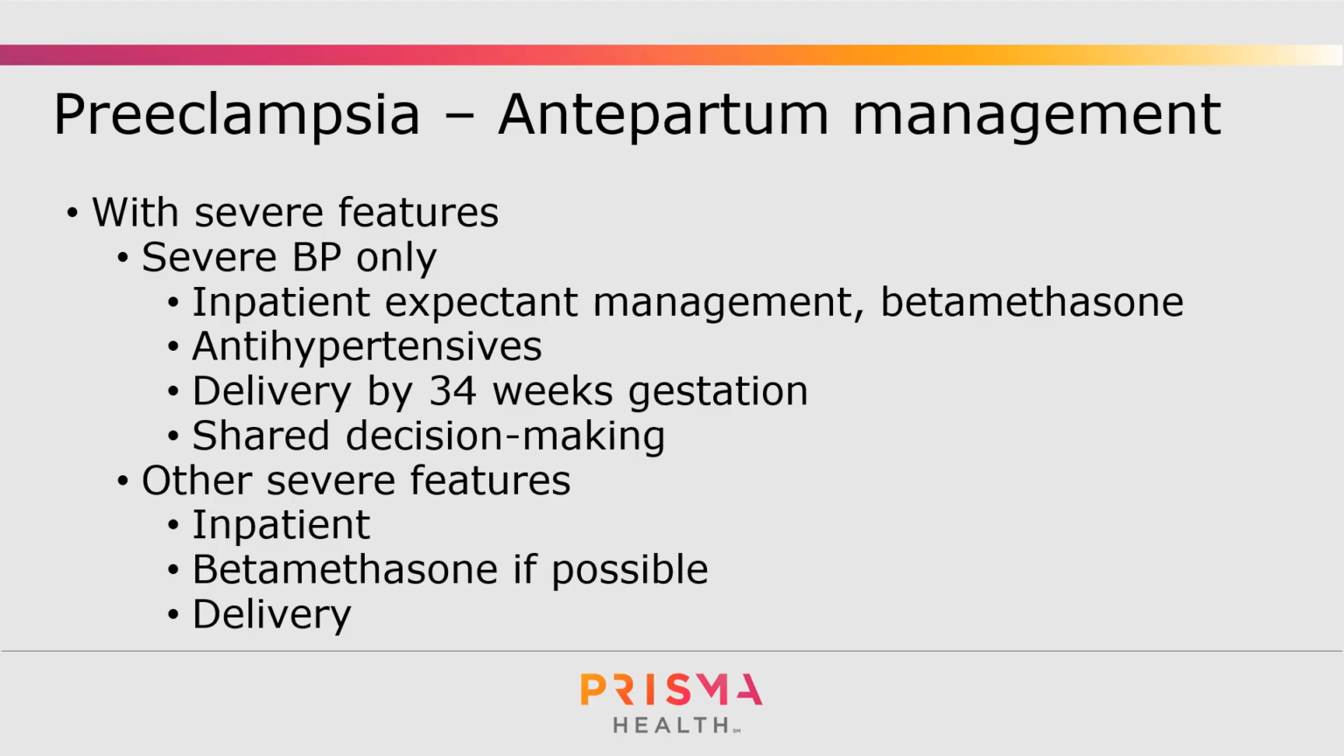All of these women need to be managed in the hospital. None of these people need to be managed outpatient, because this really can get worse very quickly. With severe blood pressures only, you want to give them a course of betamethasone and watch them very closely in the hospital with frequent blood pressure checks, lab draws, symptom checks, and fetal monitoring. You can treat their blood pressures with antihypertensives. And the recommendation for these women is always delivery by 34 weeks gestation.